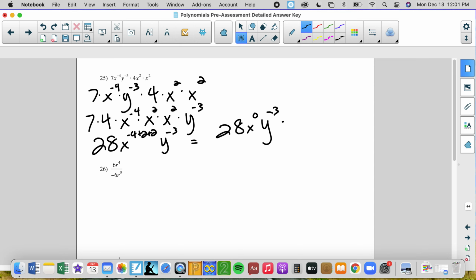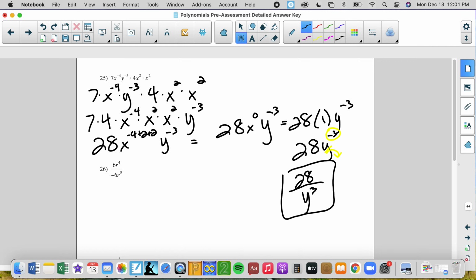We know that x to the 0 is equal to 1, so it's like multiplying by 1, which isn't going to change it. It still stays 28. And then you have y to the negative 3. I have to get rid of that negative exponent. So this term has to go down. So my final answer is 28 over y to the third. Don't forget to change that exponent from negative to positive when we change its location.